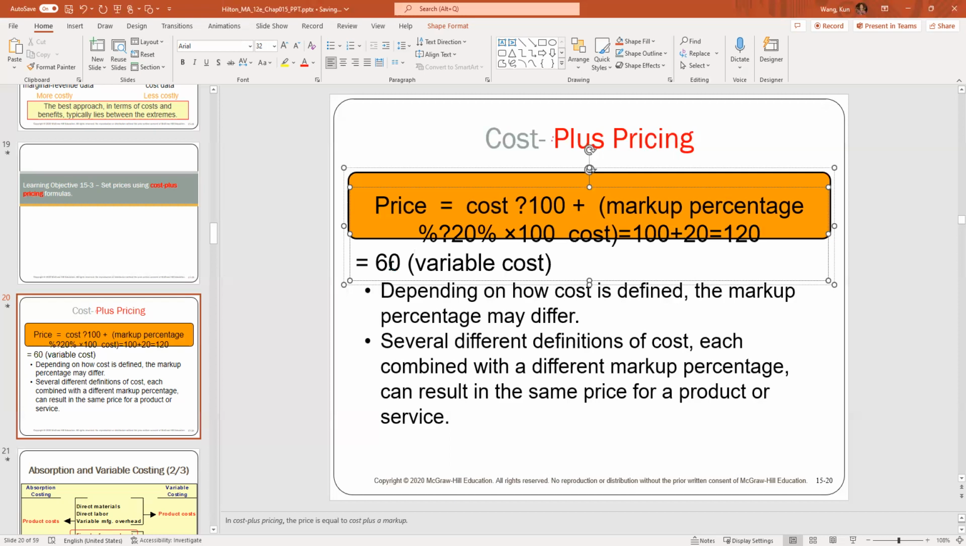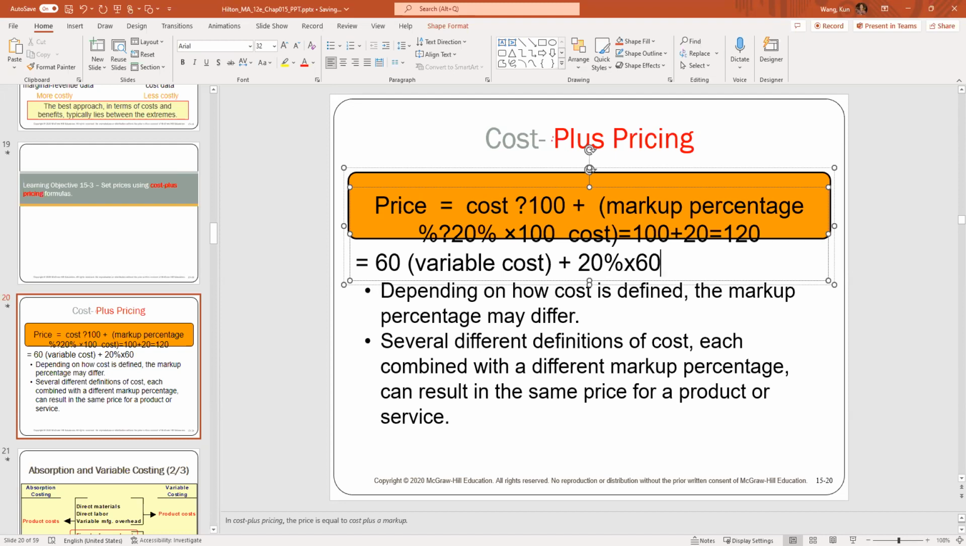So variable cost. Imagine when I'm looking for the cost of this computer chair, I'm only looking for the variable cost, like direct material, direct labor, variable overhead, and the variable selling and admin expenses. I still have a total amount of fixed expense not included here. Then will you make up the price? Can I still use this 20% markup rate?